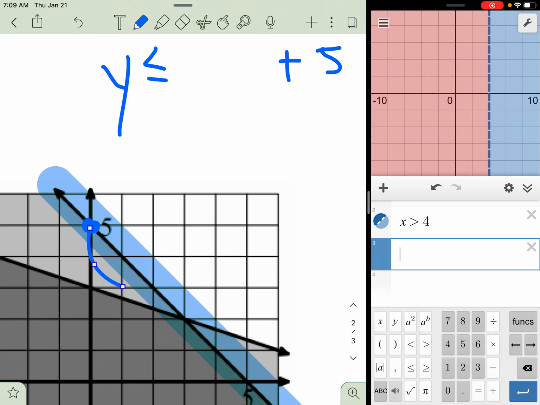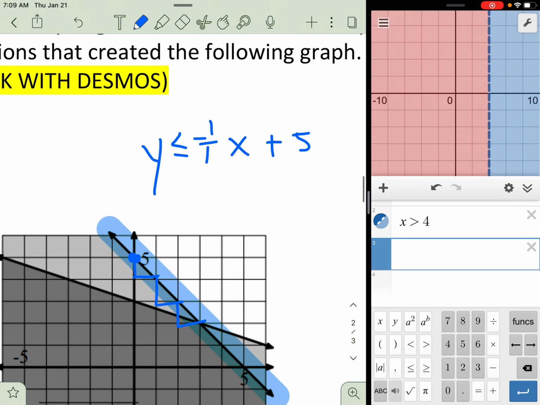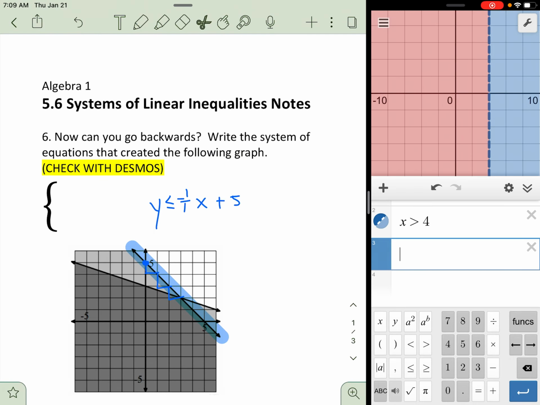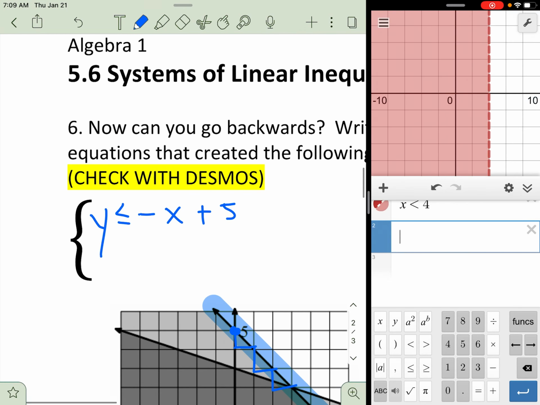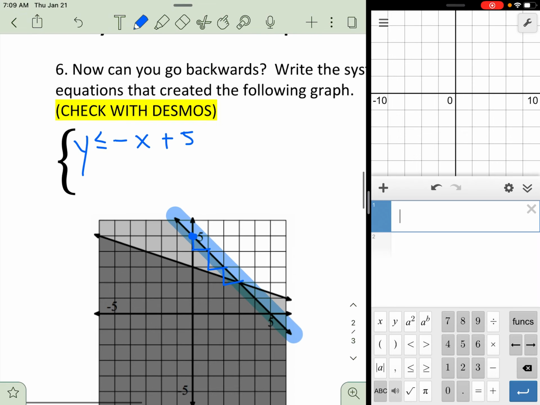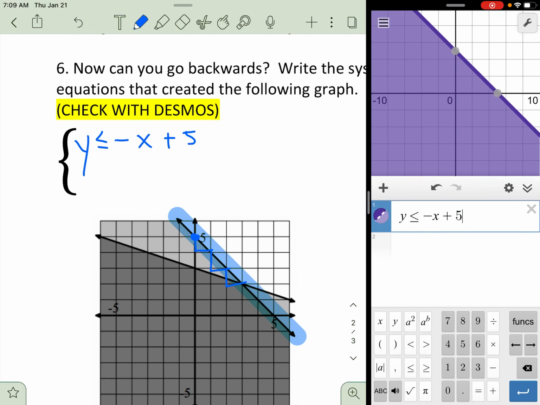Okay, and then what's our slope? Well, it goes down 1 over 1, down 1 over 1, down 1 over 1. So our slope would be negative 1 over 1 x. Okay, so that's our first one. We don't really need to write negative 1 over 1. We can just write negative x. So let's type that in, see if it looks similar to what we've got here. So y is less than or equal to negative x plus 5.